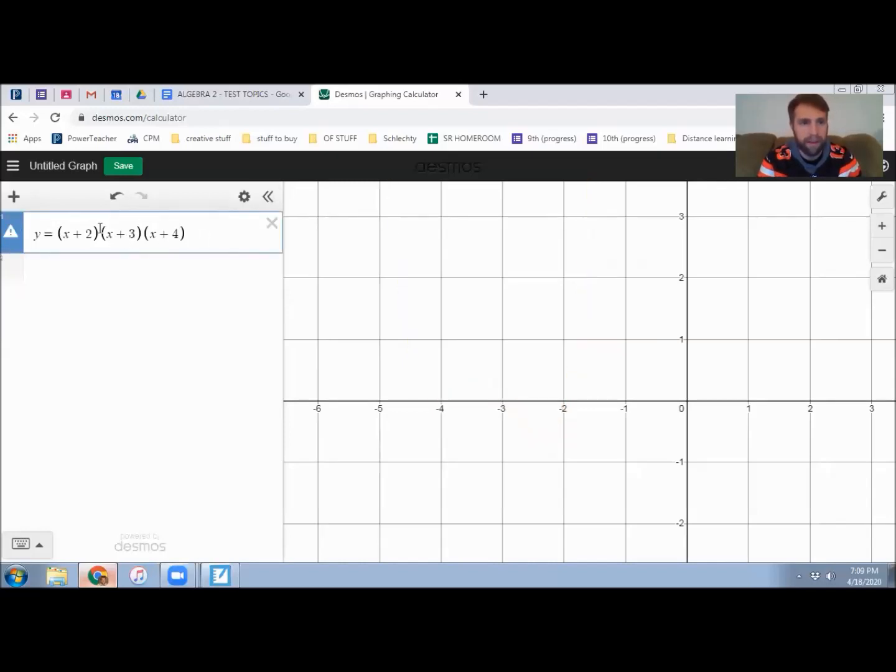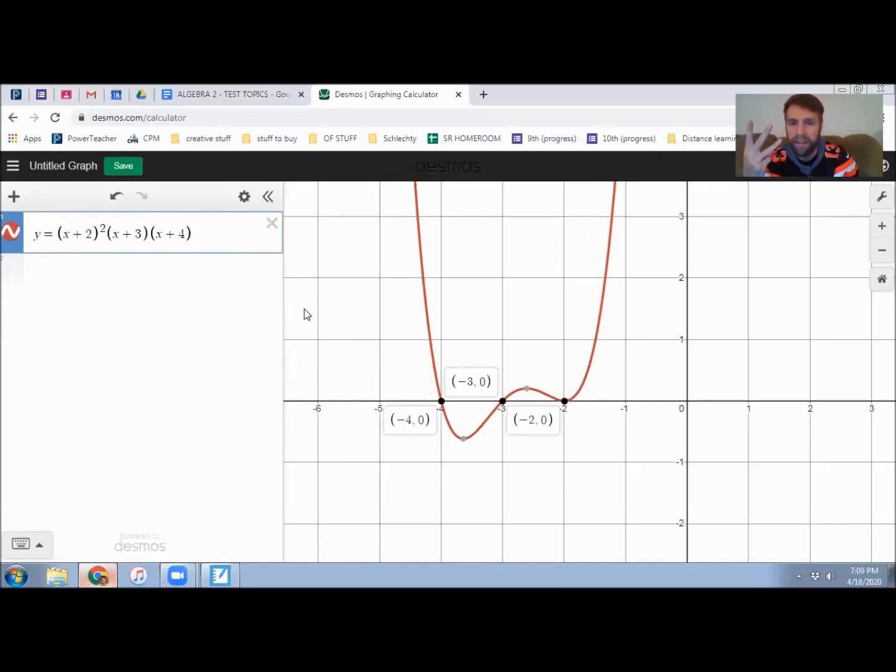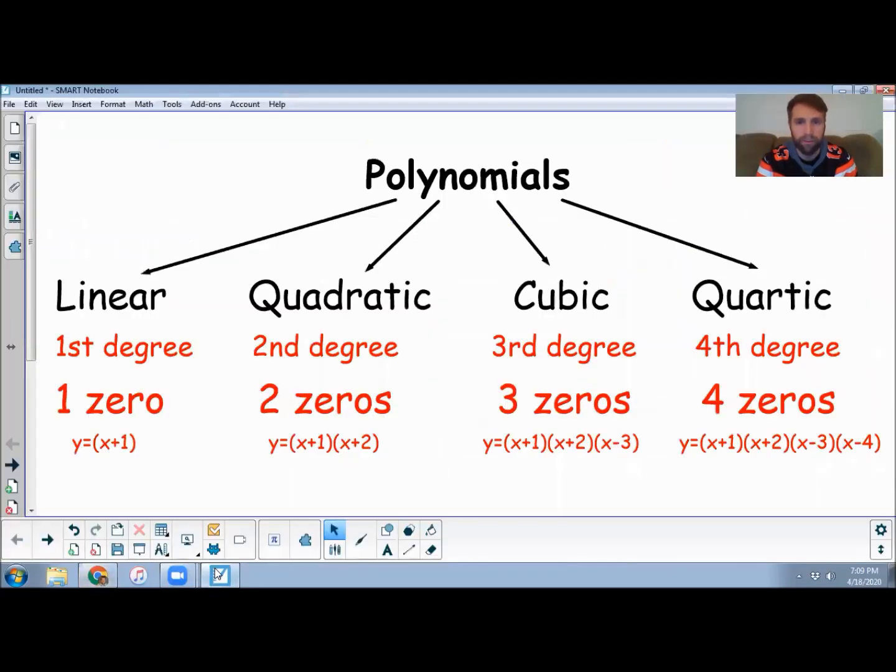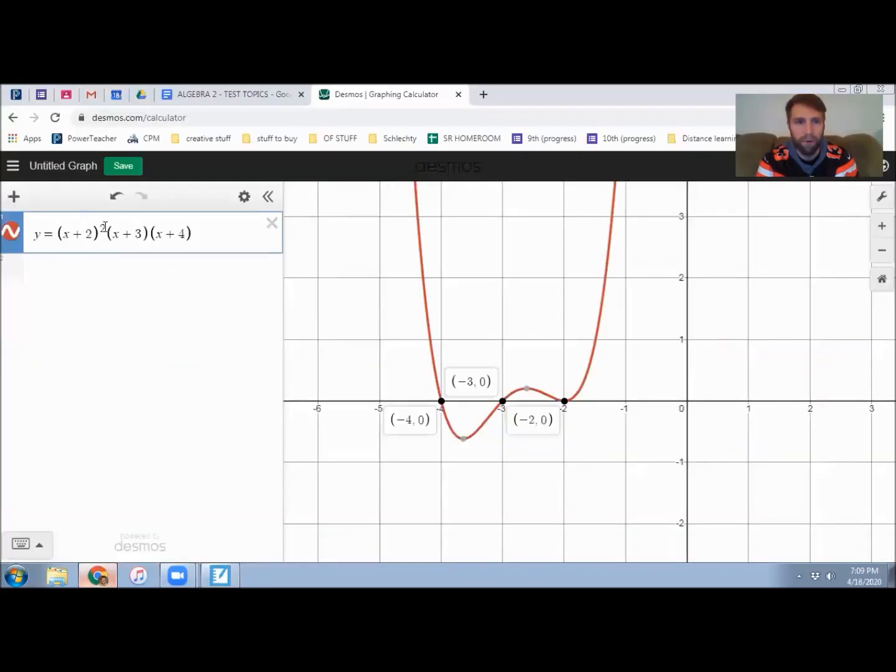It can happen up here at the beginning. And now the double root is going to bounce off of the 0 at -2. So question for you, there's 3 zeros. Is this a third degree? Is this what they call a cubic? If I go back to my little chart here. Third degree, 3 zeros. Is this a cubic or is it a quartic because there are 4 chunks here?